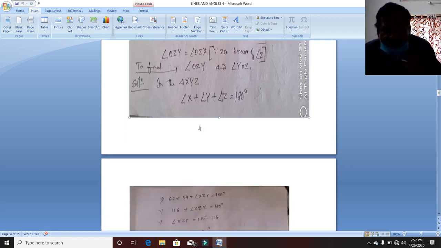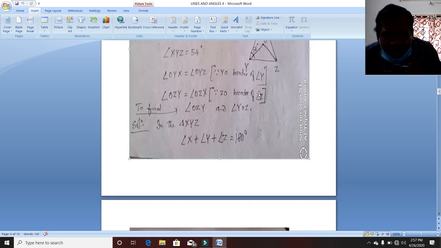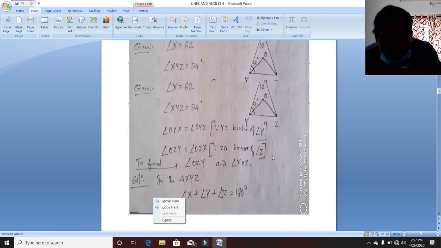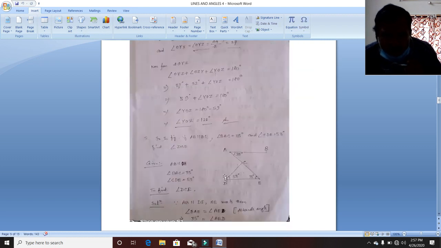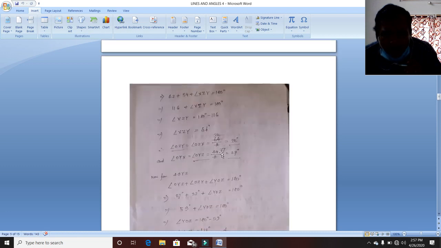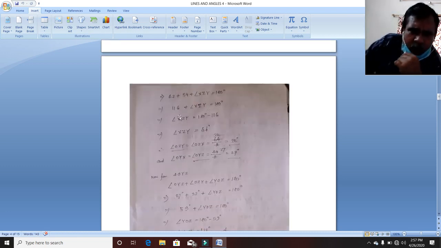Now you see, what is the value of angle X? You see the diagram. What is the value of angle X? It is 62 degree, I think. Yes, this I have written 62. This value I have written 54. This value XZY, equal to 180 degree. Now you see this 54 plus 62, I am getting 116 plus angle XZY equal to 180 degree. Now XZY equal to 180 minus 116, so I am getting the value of this as 64 degree.